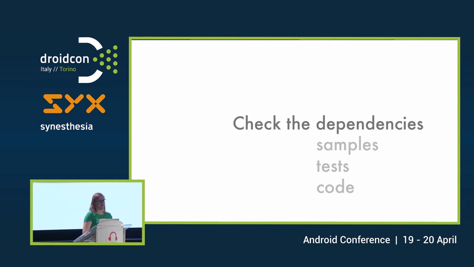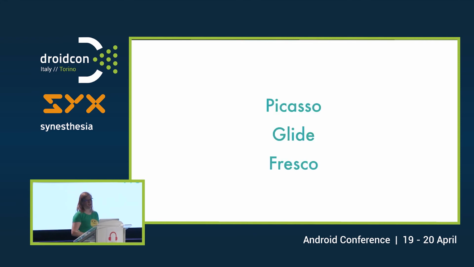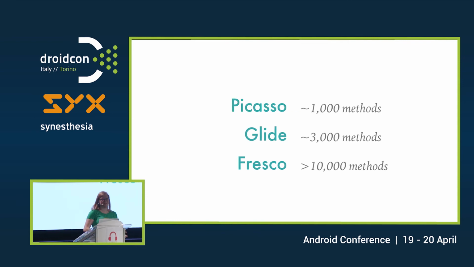Now, I mentioned method count, and while it's not a big issue anymore, it can help you decide between a few different options. So let's take a look at 3 different image loading libraries: Picasso, Glide, and Fresco. They're all pretty popular, but Picasso has about 1,000 methods, and Glide about 3,000, and Fresco has over 10,000 methods. So there's a huge difference.